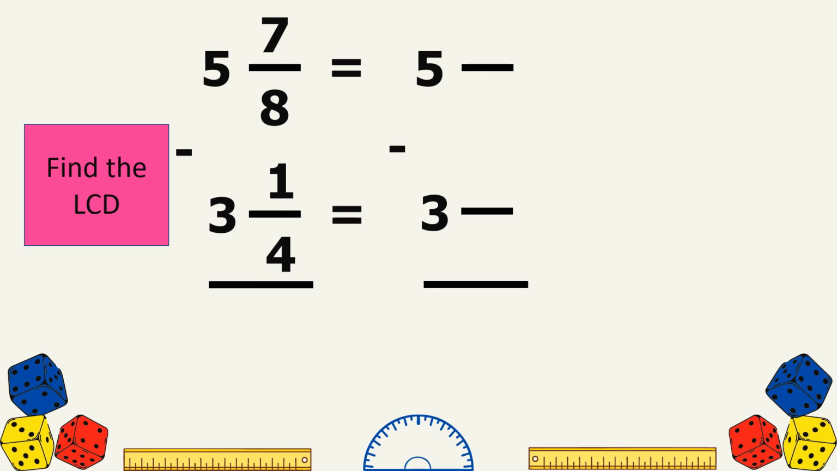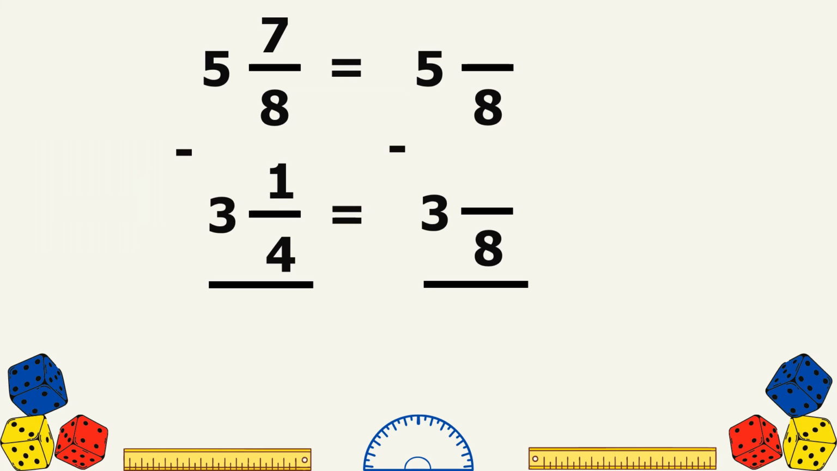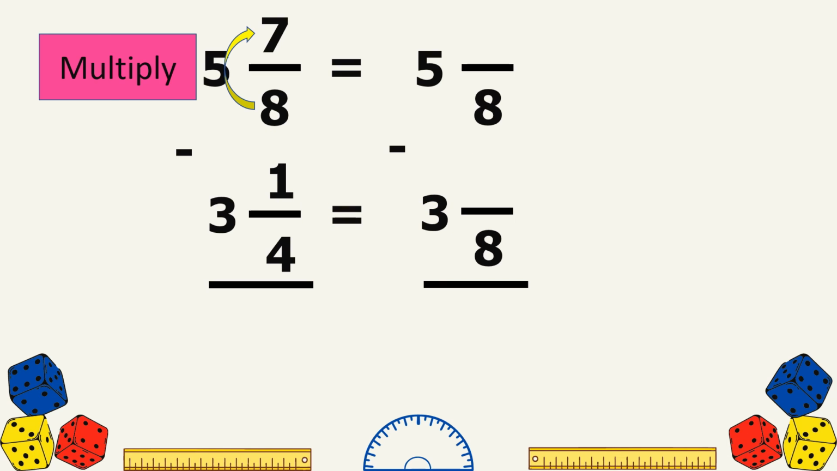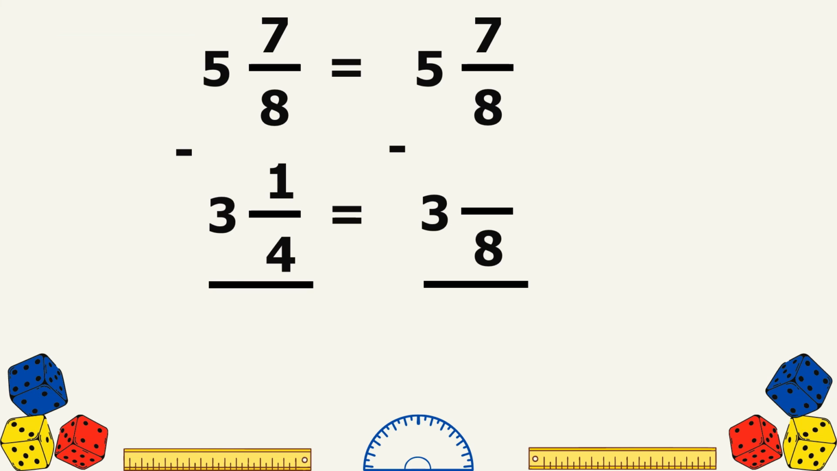Next, let's find the LCD or the least common denominator of 8 and 4. Remember again, the LCD of 8 and 4 will be their LCM, and their LCM is 8. So their LCD is 8. Don't forget that the fractions will also have new numerators because their denominators have changed. To find the new numerator of the first fraction, let's divide. 8 divided by 8 equals 1. Then multiply. 1 times 7 equals 7.